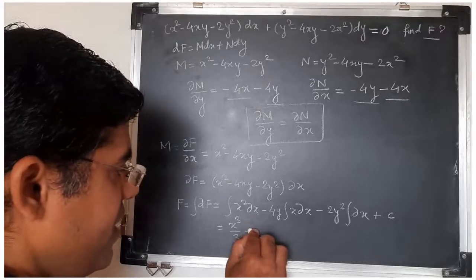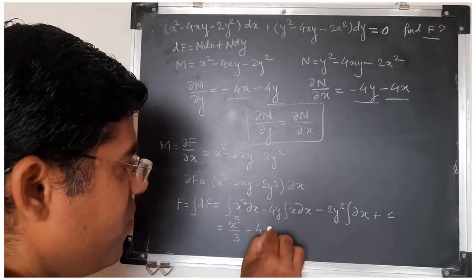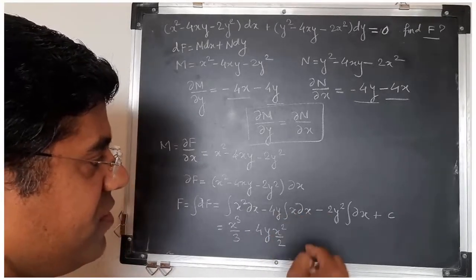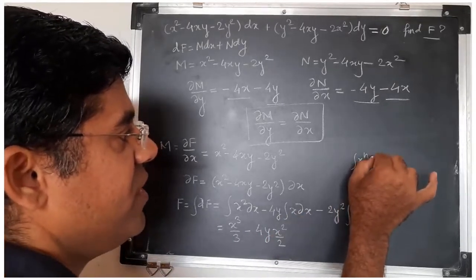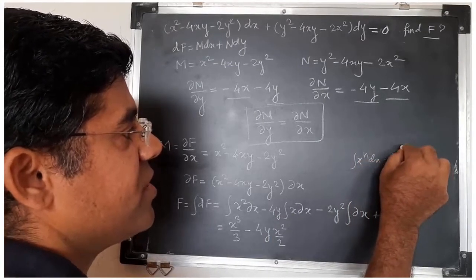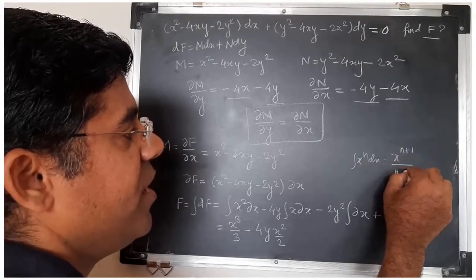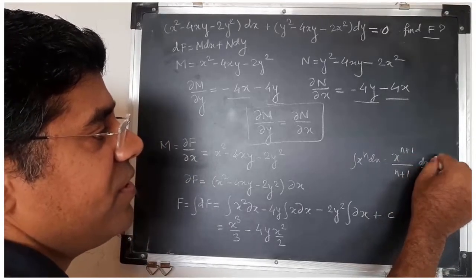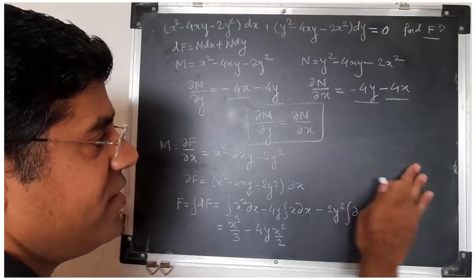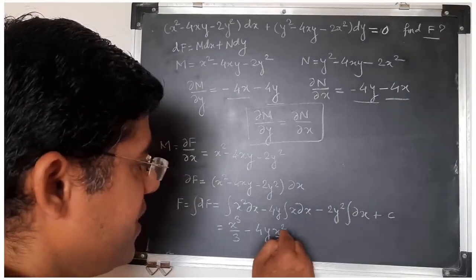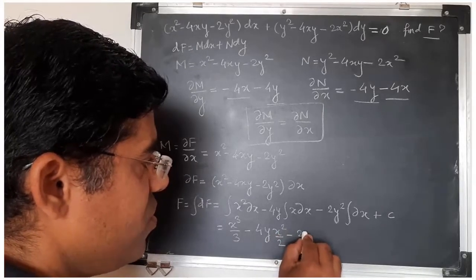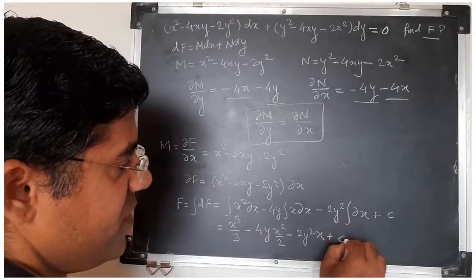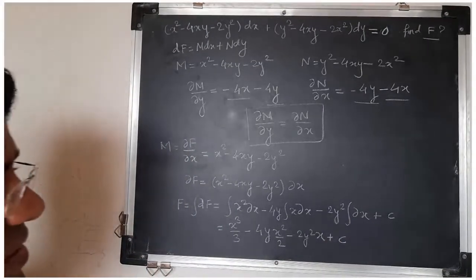Okay, minus 4xy, this integrates to x square by 2. The integral of x raised to n dx is x raised to n plus 1 divided by n plus 1. That part you have already learned, so I will not go into the detail. So we get x cube by 3 minus 2y square x, plus the constant of integration c1 over here.